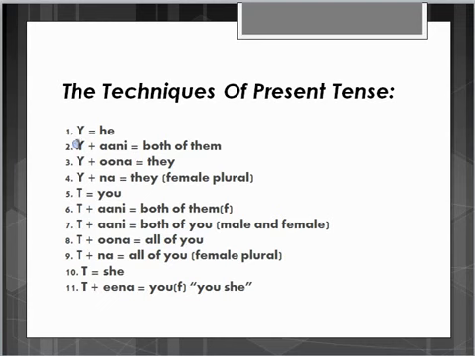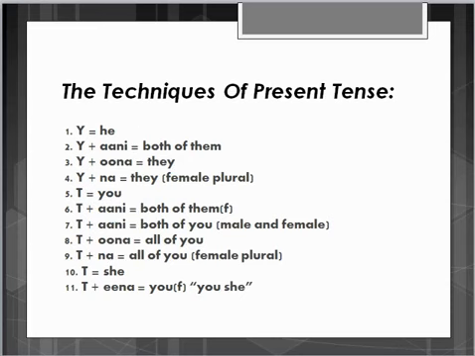So what's the change? First, just a simple ya for he, and ya plus ani for both of them, ya plus una for they, and ya plus na for they, and there's the ta that shows up after the female plural. So this is just easy.